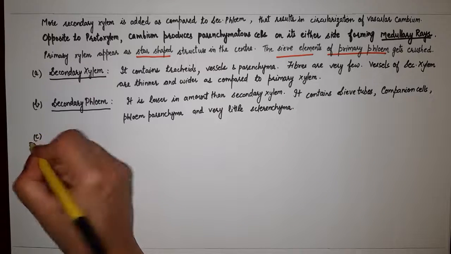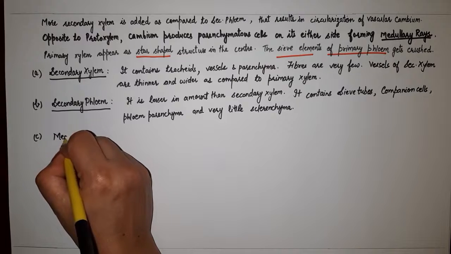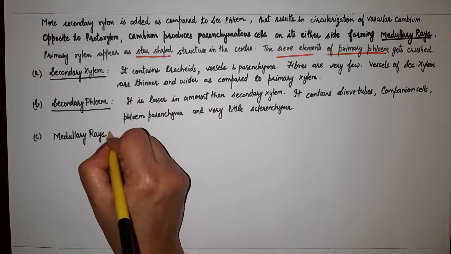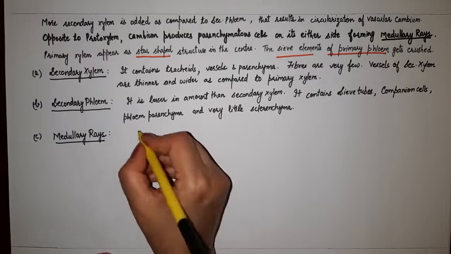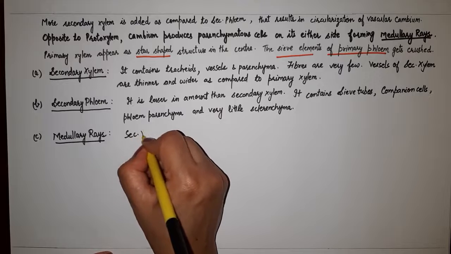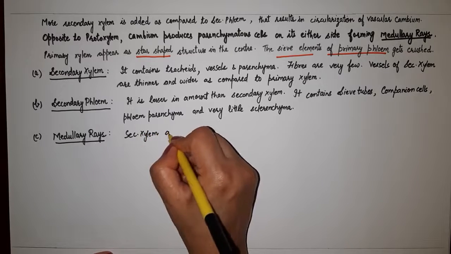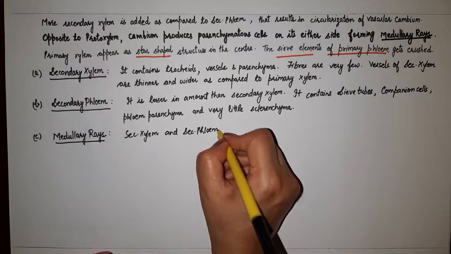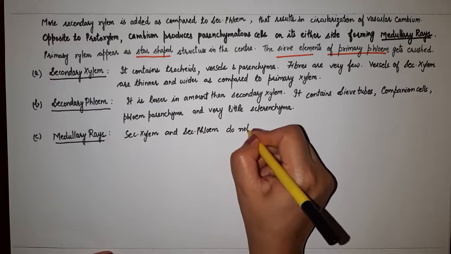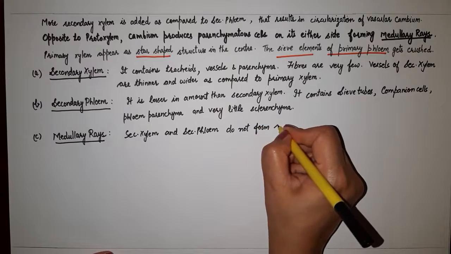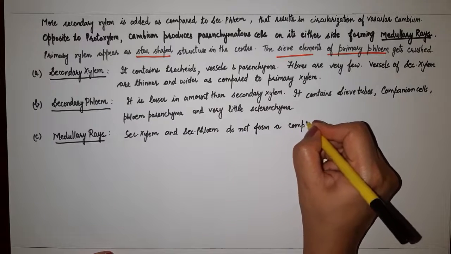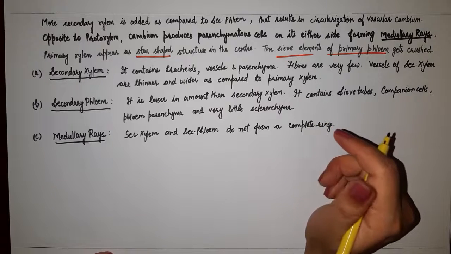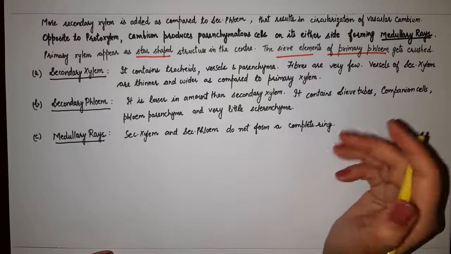Now, the third type of tissue developed is medullary ray. Secondary xylem and secondary phloem do not form a complete ring. Okay. In the diagrams also we will show there is a gap in between. They are formed in the form of patches.